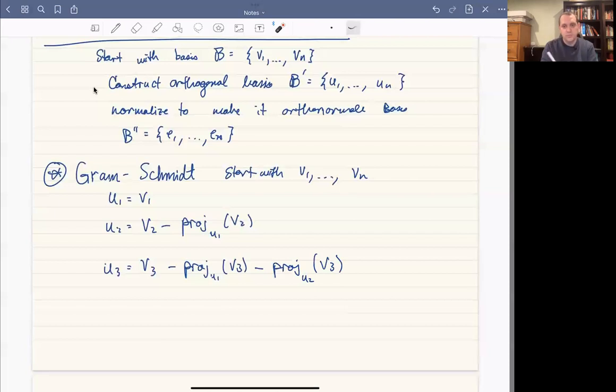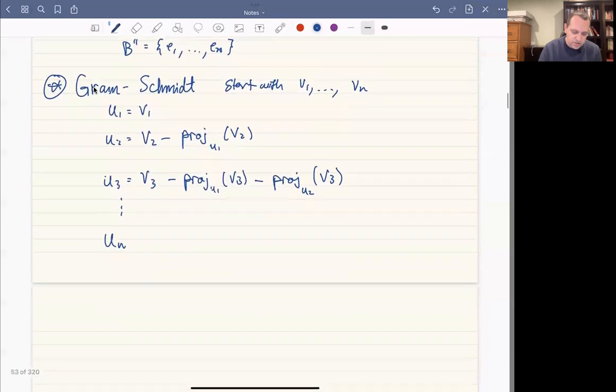And then this continues the way that you think it does. Okay, so u4 would be v4 minus the projection of v4 onto u1, minus the projection of v4 onto u2, minus the projection of v4 onto u3, and so on. And so this process gives you those vectors u1 up to un that are going to be orthogonal to each other. So they're mutually orthogonal.